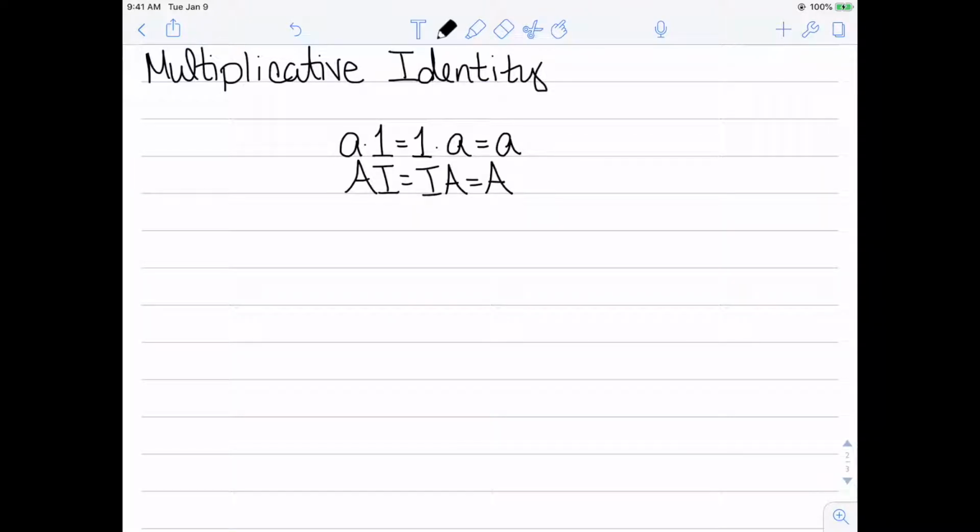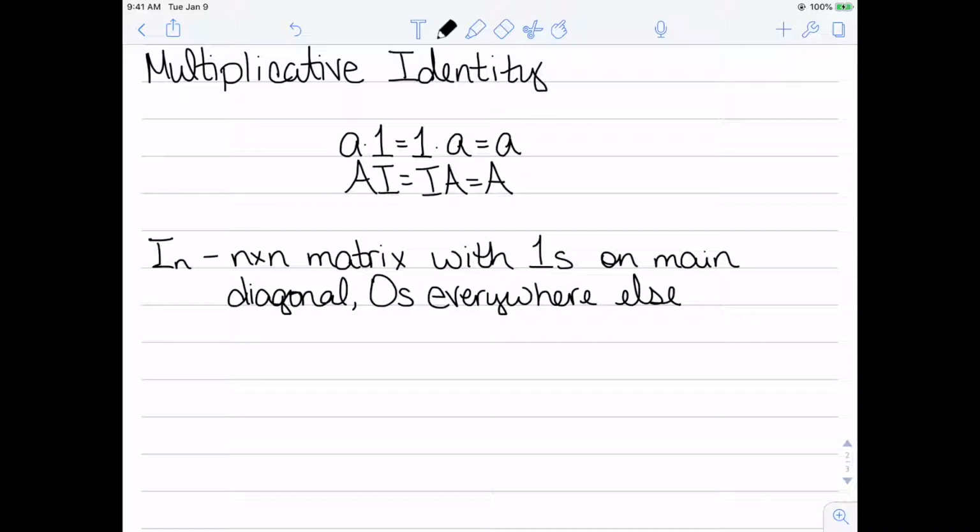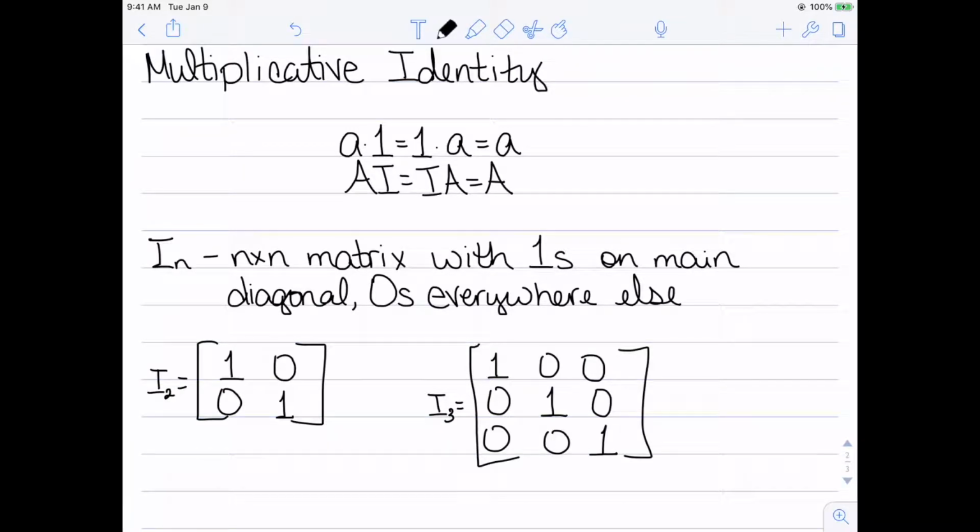So I want a matrix I such that A times I is equal to I times A is equal to A for any matrix A. So I_n is going to be the n by n matrix with 1s on the main diagonal and 0s everywhere else. And this is our multiplicative identity for matrices. Most of the time we're going to just call this I and drop the n, because most of the time it's going to be understood what the size of our matrix is. As some quick examples, I have the 2 by 2 identity and the 3 by 3 identity matrix here.